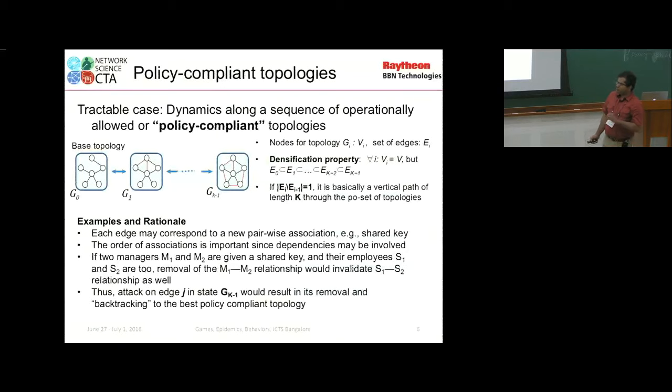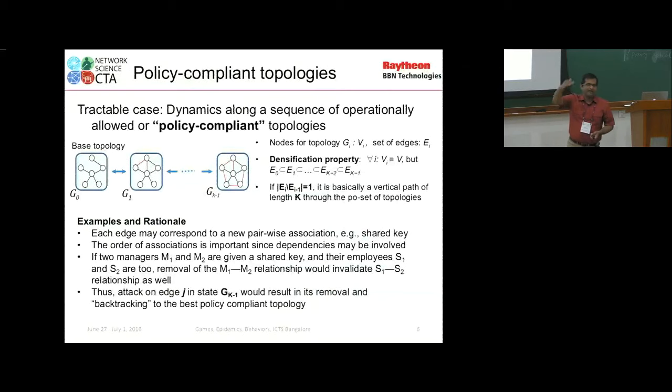So why is it policy compliant? Imagine this scenario, which comes up in command and control type systems, where you have two companies who make an alliance, and the two managers make an alliance with each other. Once the alliance happens, they ask their deputies to also make an alliance. Now imagine that the companies have a falling out, and the manager link is severed. It doesn't make sense to have the link between the two deputies at that point in time. So the existence of their link depends on this link.